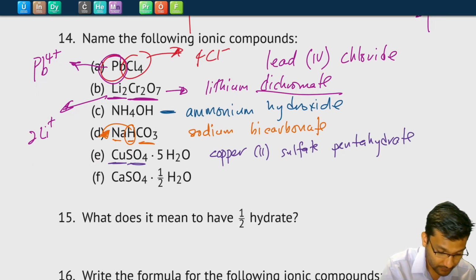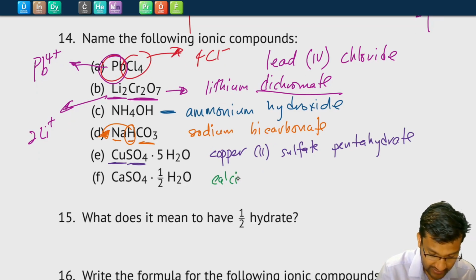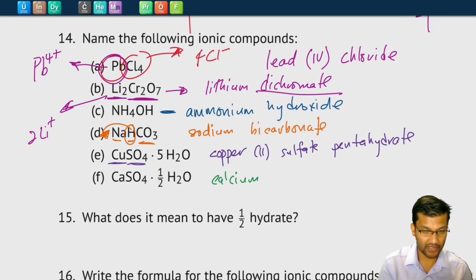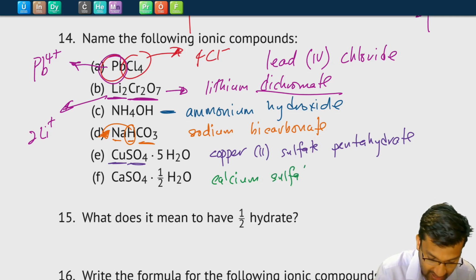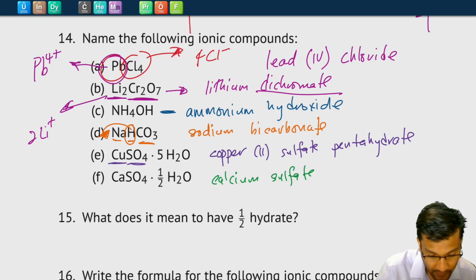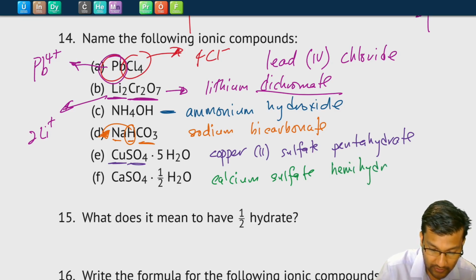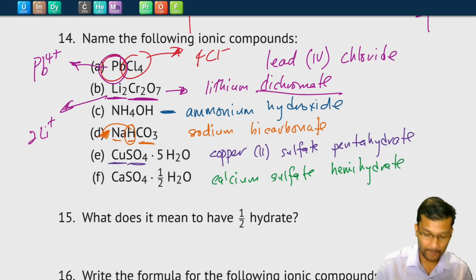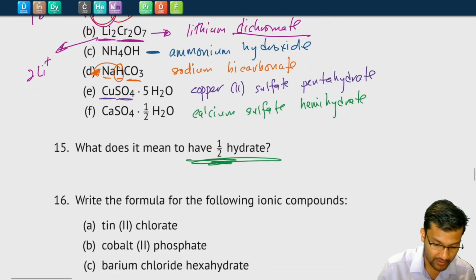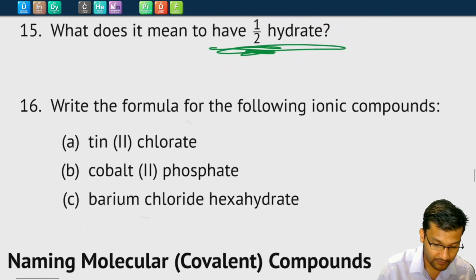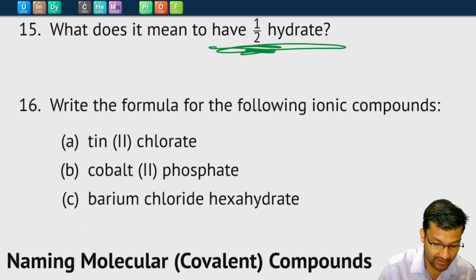This one, let's use a different color. Calcium sulfate. Calcium can only have a +2 charge because it's in the second group. Calcium sulfate, half of a water, so half is hemihydrate. There we go. We talked about what a half a hydrate means earlier. Now let's do the opposite. Let's write the formula for the following ionic compounds.